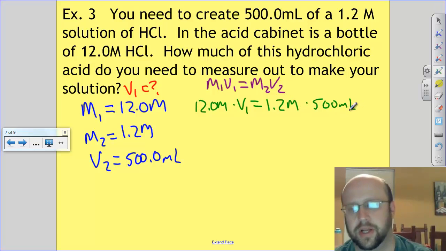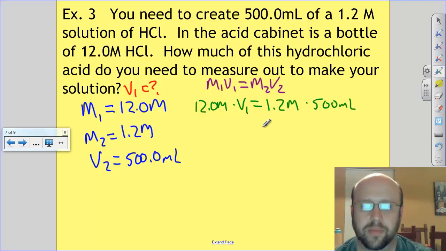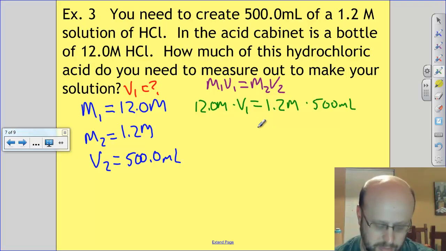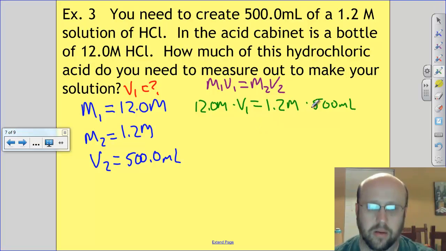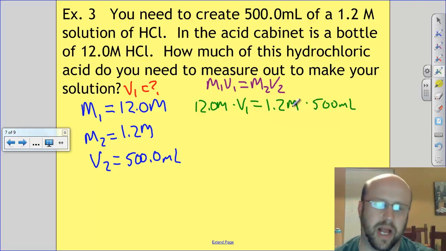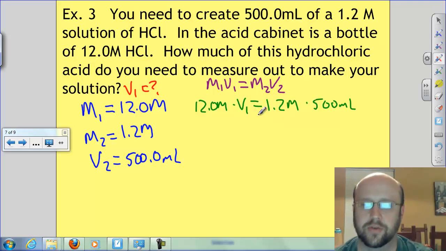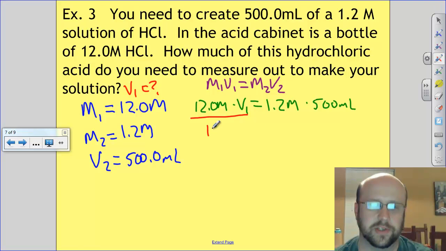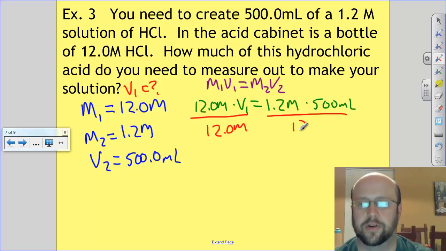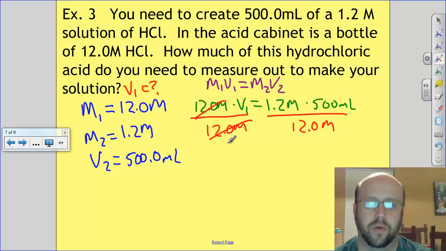Now, you could go ahead and multiply the stuff out. Probably wouldn't be a terribly bad idea to go ahead and do that. And if I did, I would get 600 over here, but I don't really have to at this point. You can do that first, or you can do the algebra first. I think this one is pretty straightforward, so I'm going to go ahead and do the algebra first. Again, just like with gas laws, it doesn't really matter what order.